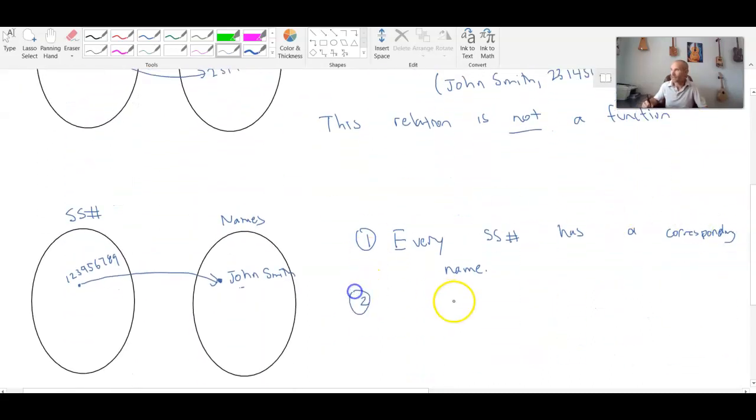And then secondly, every social security number links to exactly one name. And so condition 1 and condition 2 are satisfied. Therefore, this is, yes, a function.